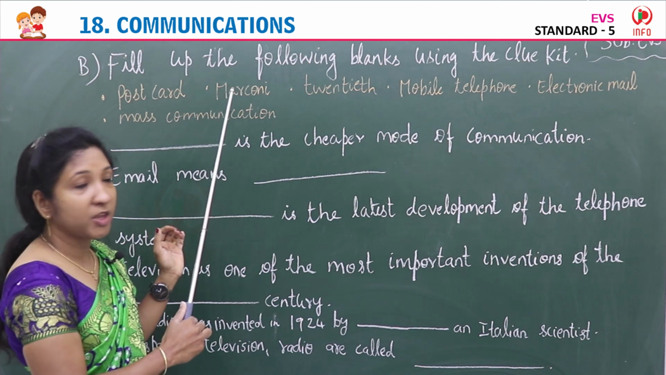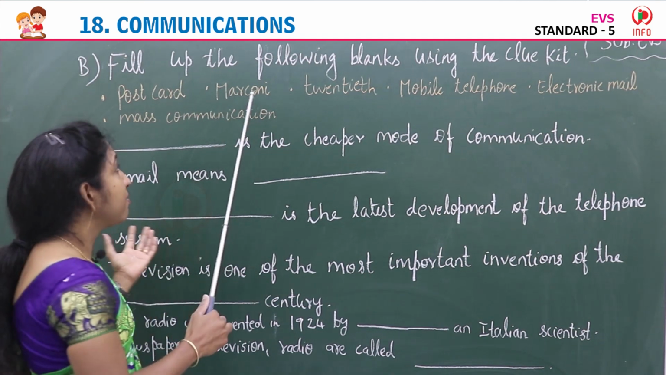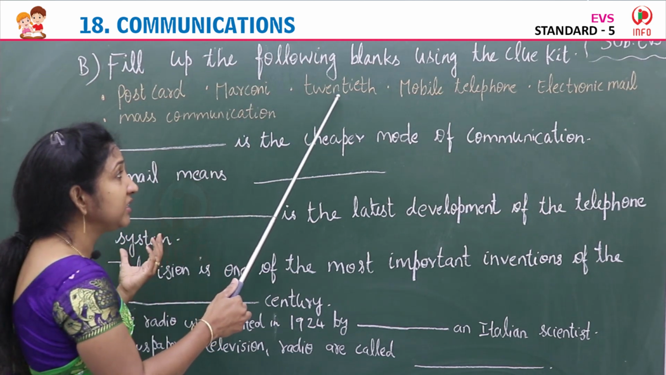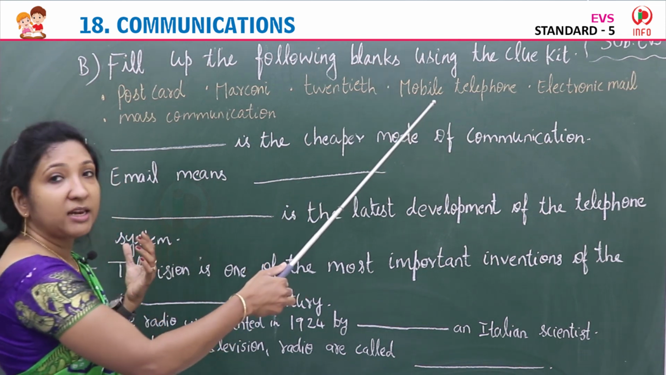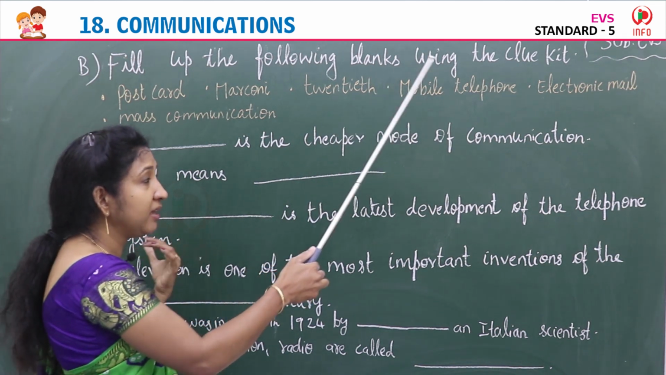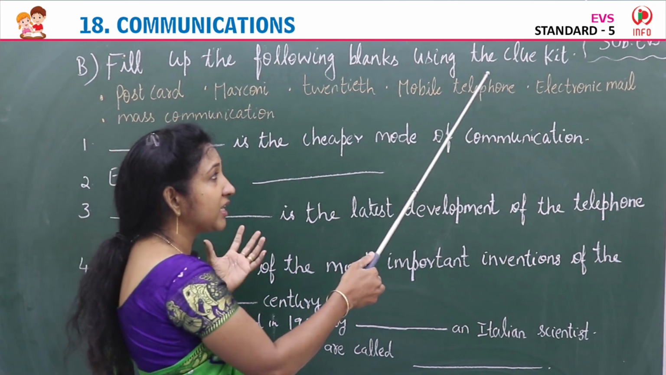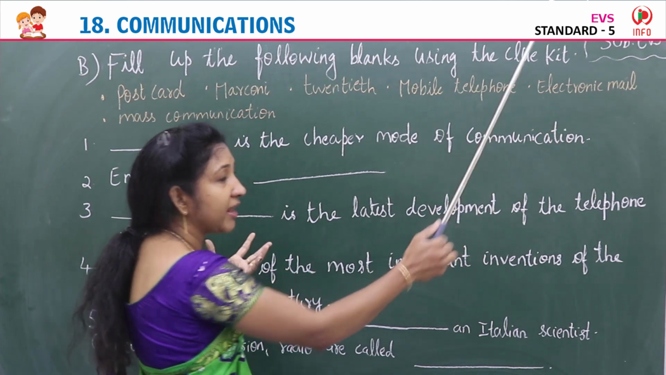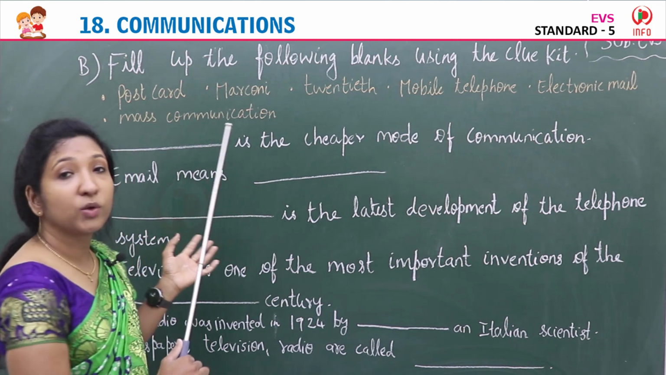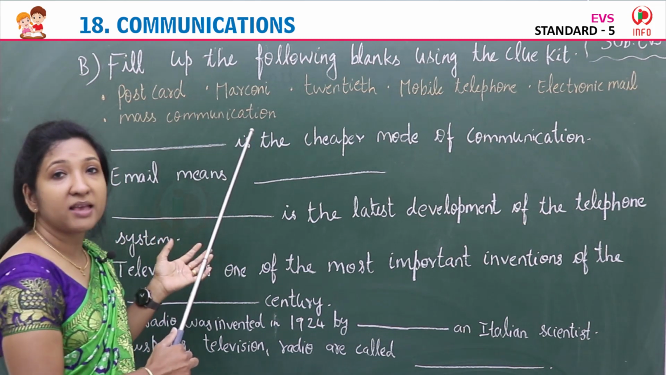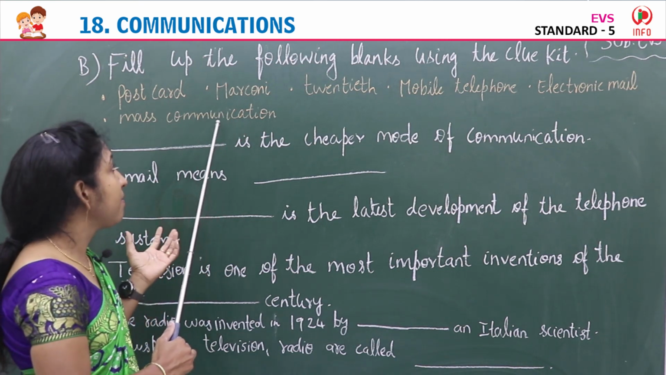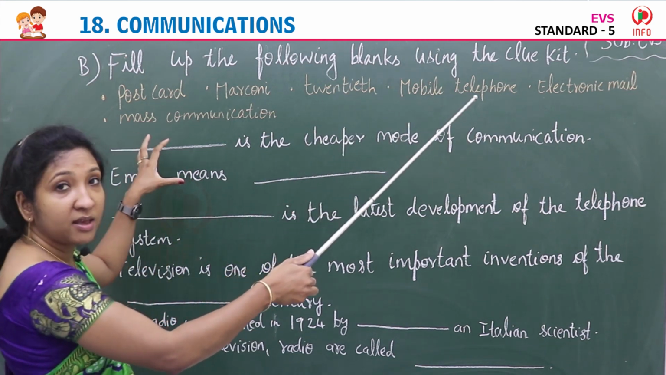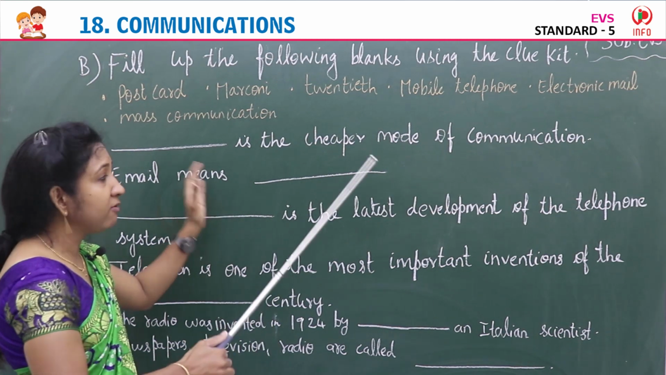They are postcard, P-O-S-T, post, C-A-R-D, card. Then Marconi, M-A-R-C-O-N-I, Marconi. 20th, T-W-E-N-T-I-E-T-H. Mobile telephone, M-O-B-I-L-E, mobile, T-E-L-E-P-H-O-N-E, telephone. Electronic mail, E-L-E-C-T-R-O-N-I-C, electronic mail, M-A-I-L, mail. Then the last word in the clue kit is mass communication, M-A-S-S, mass, C-O-M-M-U-N-I-C-A-T-I-O-N, communication. So using these words in the clue kit, you just read the question and fill in the blanks.